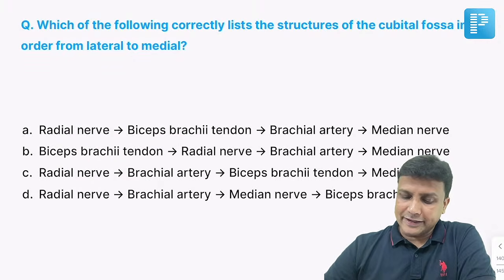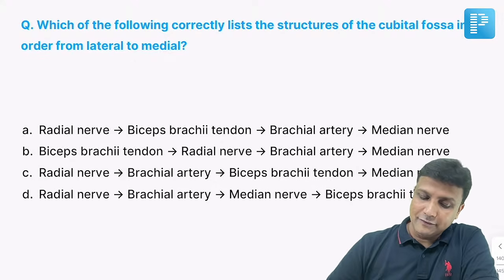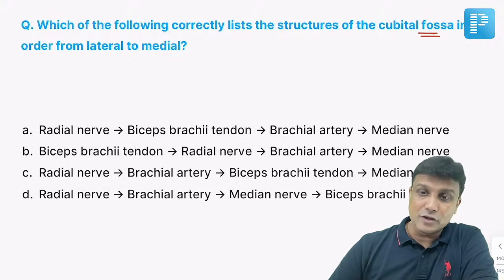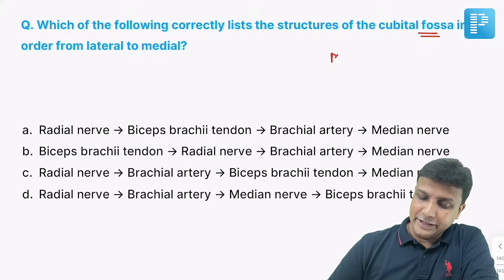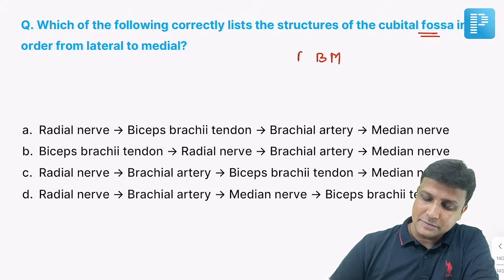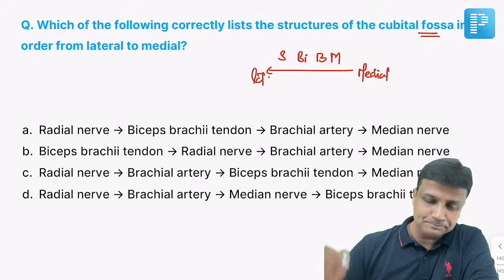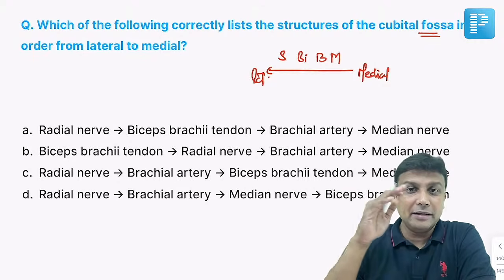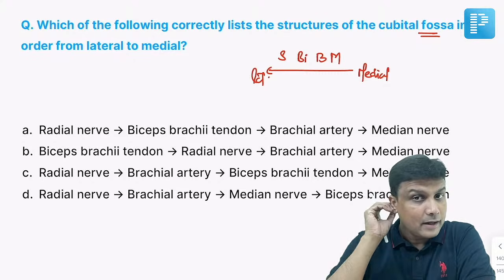Which of the following correctly lists the structures in the cubital fossa in order from lateral to medial? Cubital fossa, first you'll be having median nerve, then the brachial artery and branches, then the biceps brachii tendon, and then the superficial branch of radial nerve. And this is the arrangement from where to where? From medial to lateral. MBBS, from medial towards the lateral.